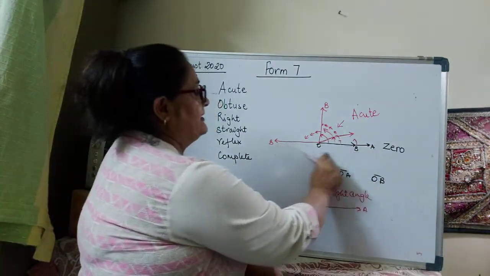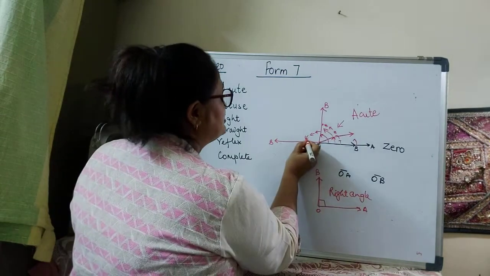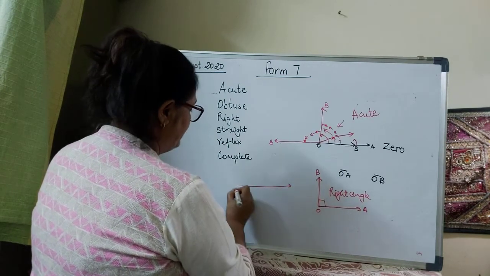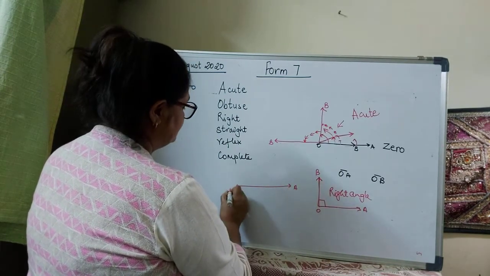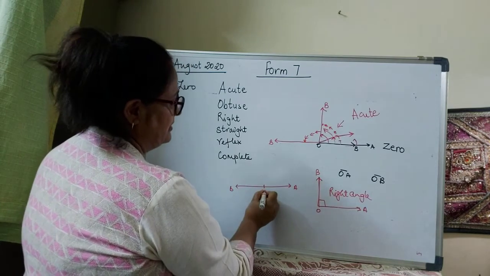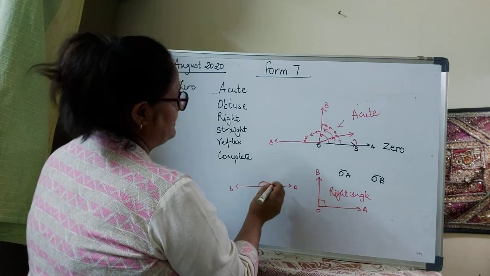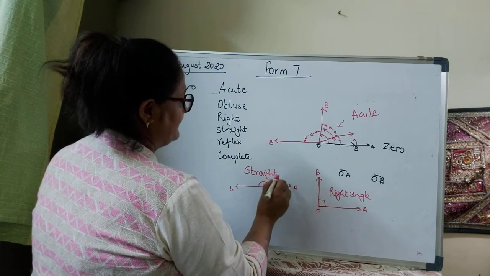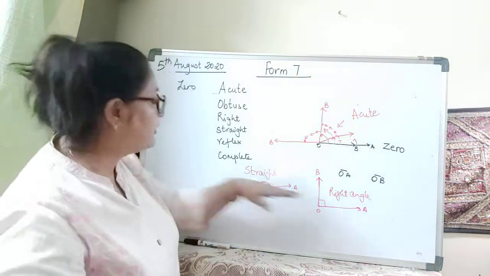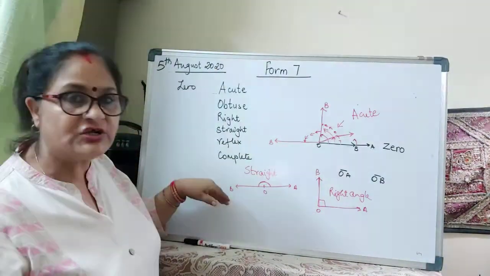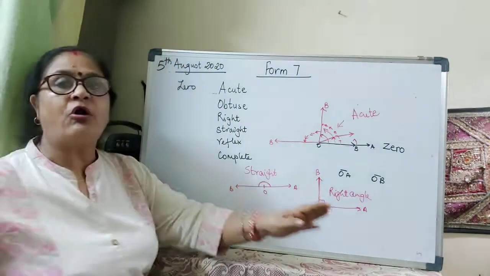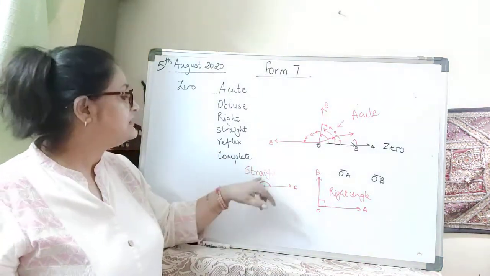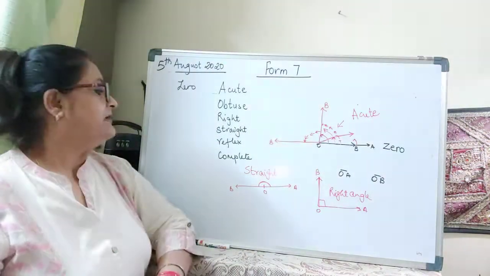Okay? So the line is forming a straight angle. This angle where you have A here, B here, and O at this point. So this angle that is formed is known as the straight angle. Straight angle because it is forming a straight line. Since it forms a straight line, the endpoints of both are in opposite directions. So this is known as a straight angle.